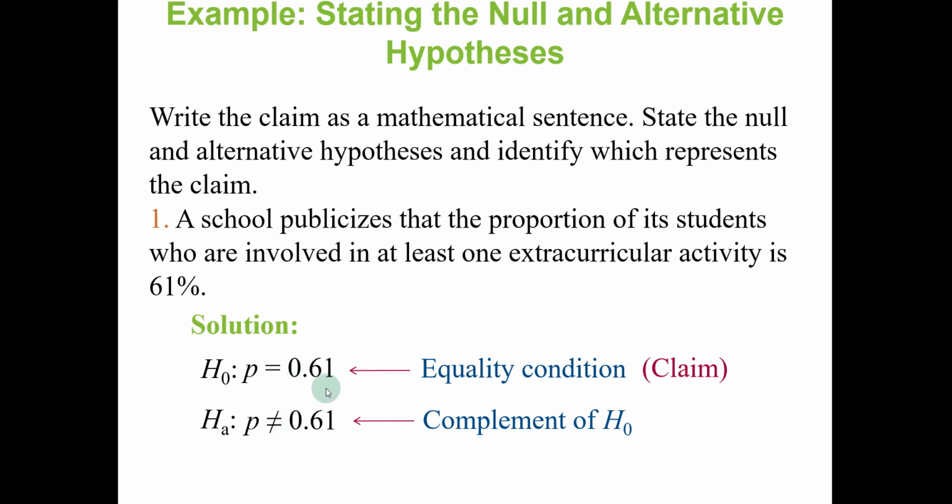Once you've done that, you can now say, okay, this is the claim. The claim is this. It could have been a statement where there was a claim made that it is not equal to 61. You would still have used this pair of hypotheses. However, the claim would have been there. That is extremely important. Identify the pair and identify the claim. If you do not identify which of the two is your claim, you will get confused when you are doing your conclusions at the end of hypothesis test.